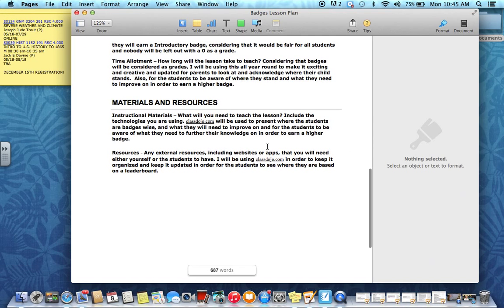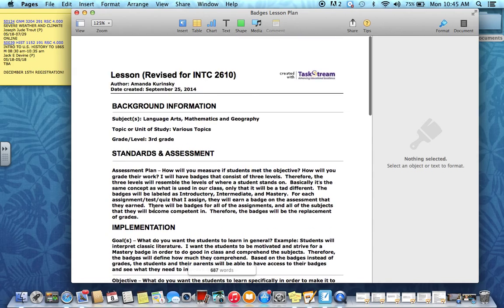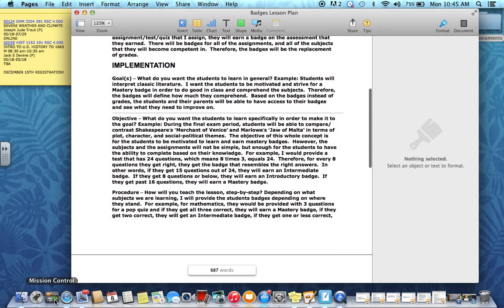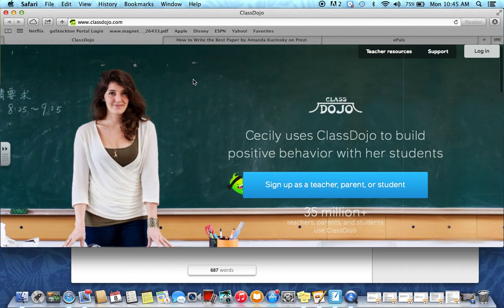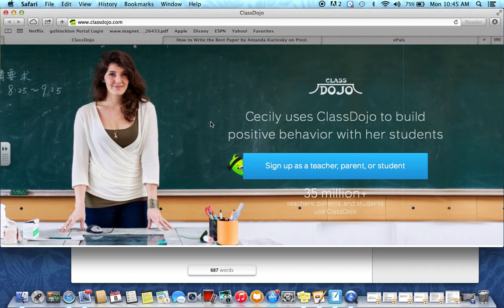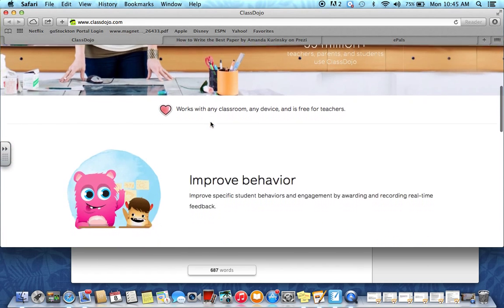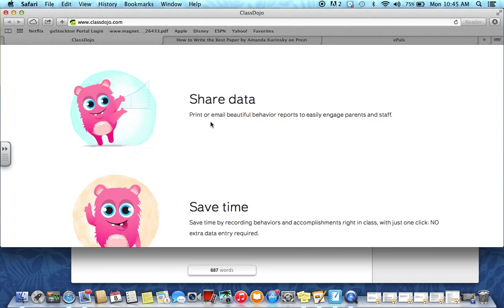Now, my next lesson plan is badges. I found this website, which was really interesting, on how you could keep the students engaged in the classroom and have them keep up with their grades. This website is Class Dojo. Basically, you can build positive behavior and attitudes among the students. You can share data to communicate with parents, and you can save time.